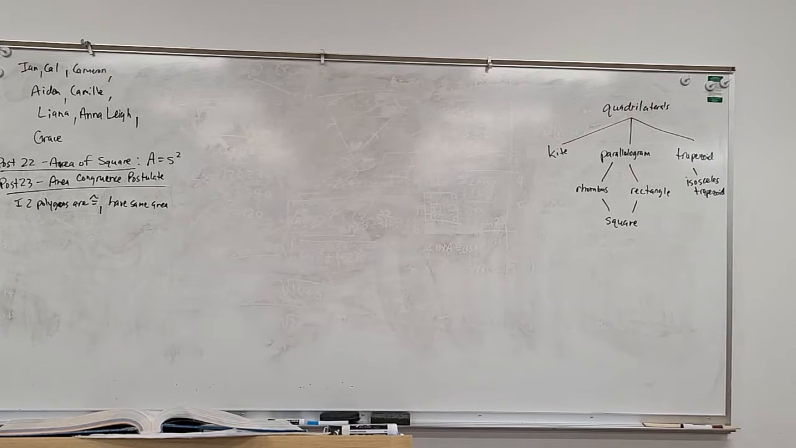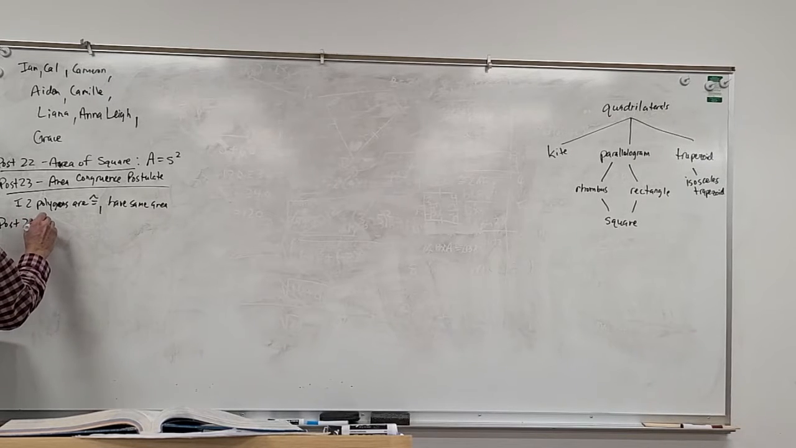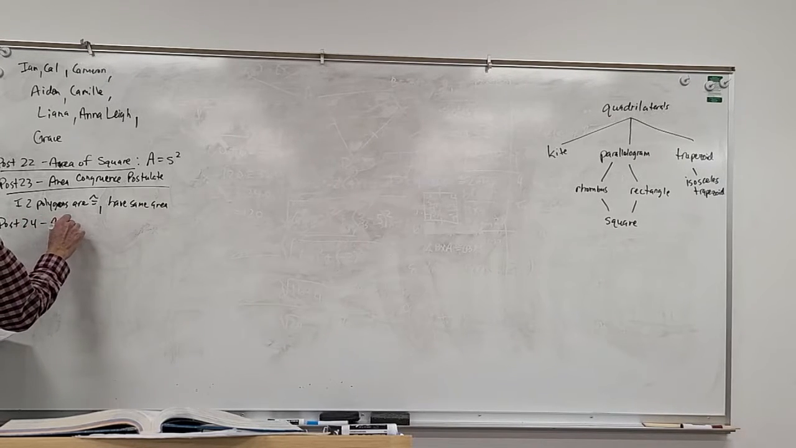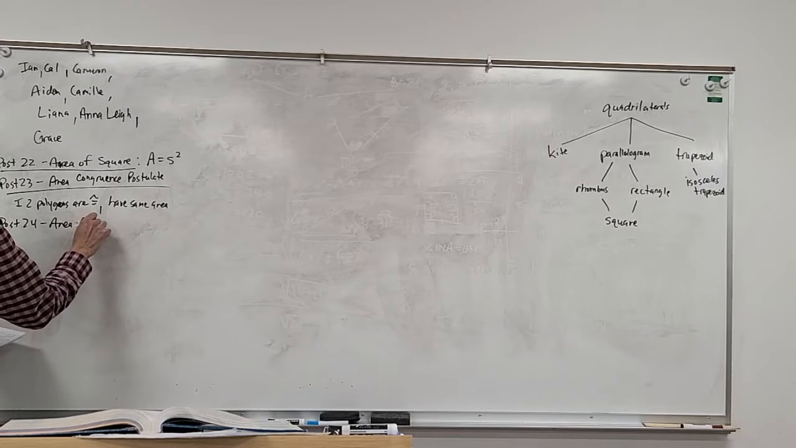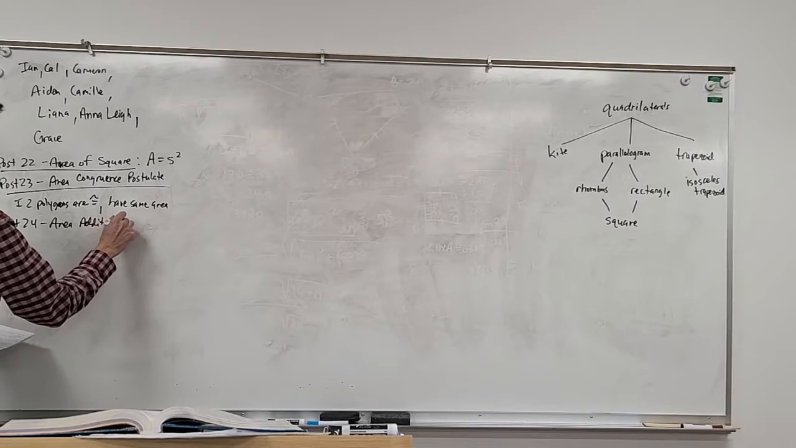Okay? That should make sense to us, right? If all the angles and all the length of the sides are the same for two polygons, then we would assume their areas would be the same. They're in essence identical figures. And then postulate 24 is the area addition postulate.